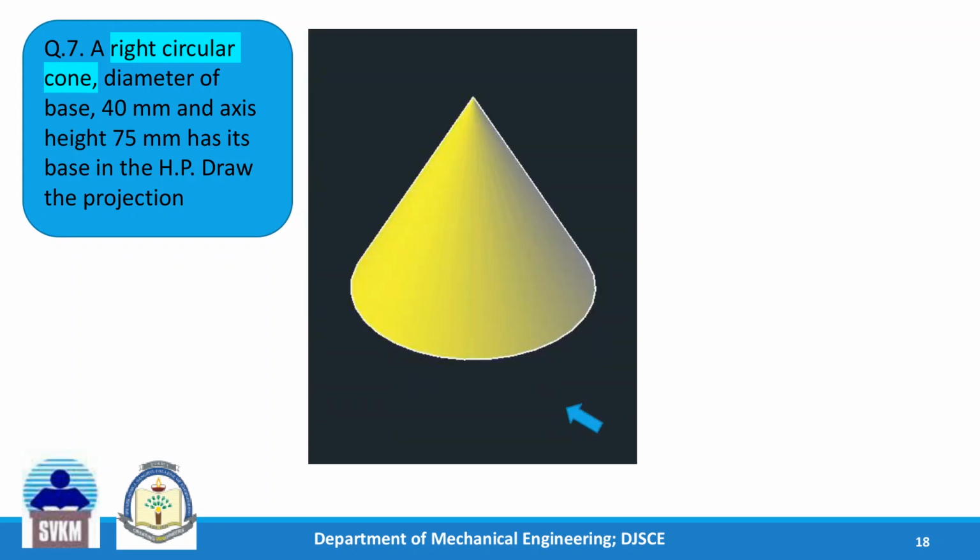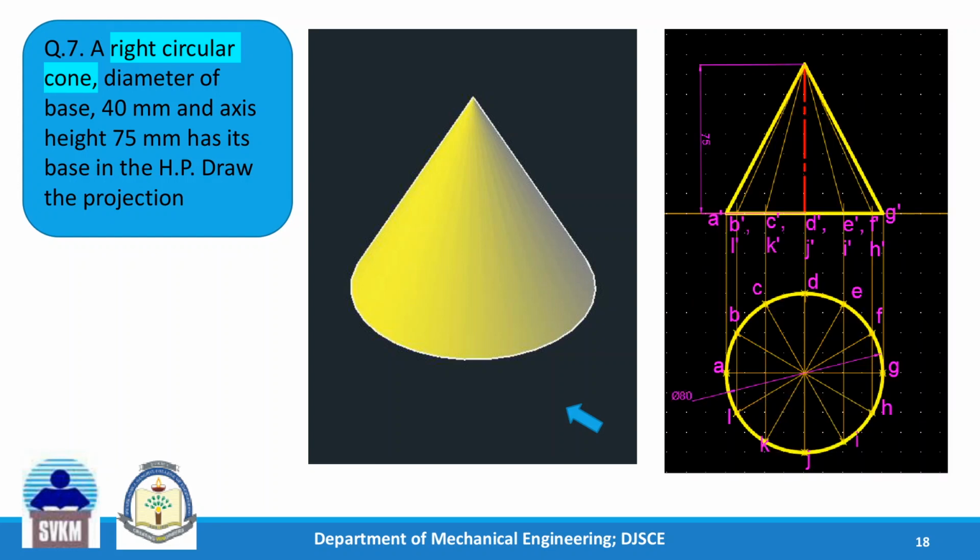Just imagine the cone, it's a simple thing. It's a cone resting on HP, the base is circular, lying on HP with the axis perpendicular to HP and parallel to VP. What you see from the top is a circle, and from the front, again a triangle. So let us draw that in AutoCAD.